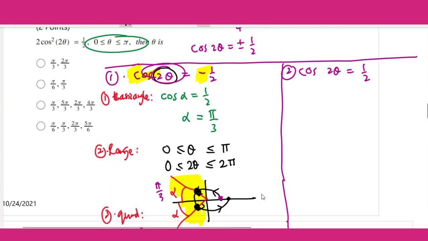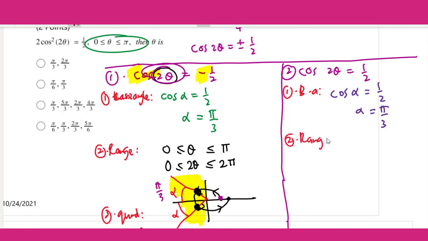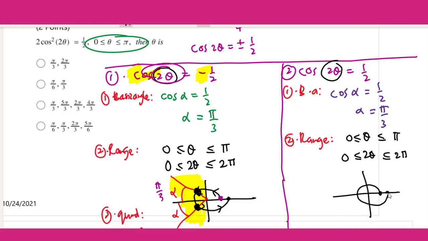The second case, using the same method, follow the 4 steps. The first is find the basic angle. Basic angle is cos alpha is equal to half. Alpha is equal to pi over 3. The second step is range. Range is the same as before. Theta is given 0 to pi, but now it is 2 theta, times 2, so 0 to 2 pi. So do the simple plane, starting here up to here. Follow the anti-clockwise direction, because this one is positive.